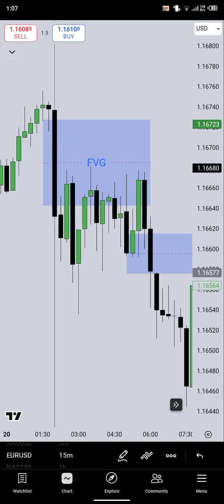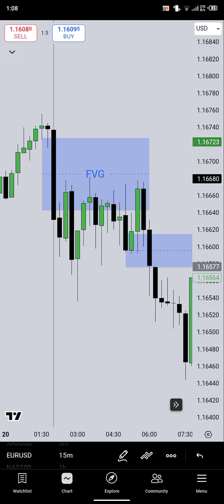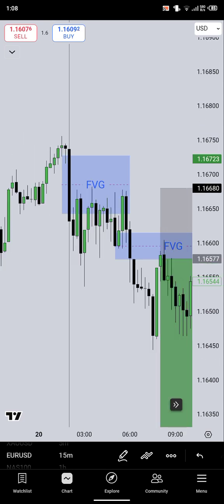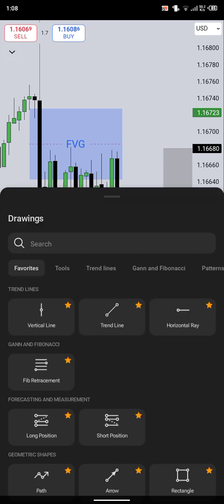Notice also that each of these candles, none of the candles closed above the fair value gap. They are staying inside of the fair value gap, as though it was acting as a resistance. So price sold from that point.